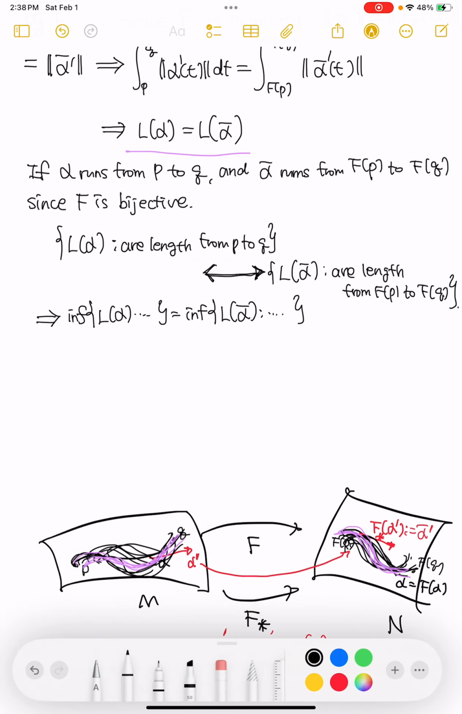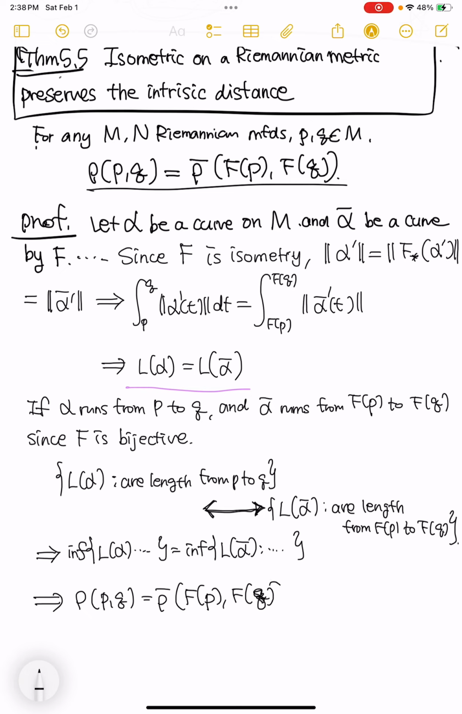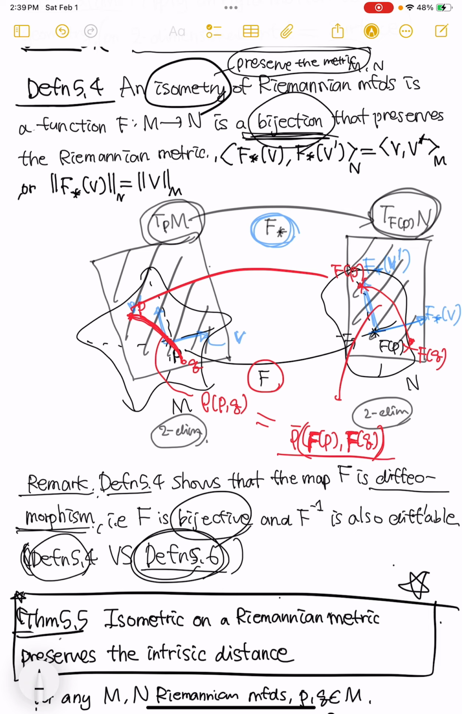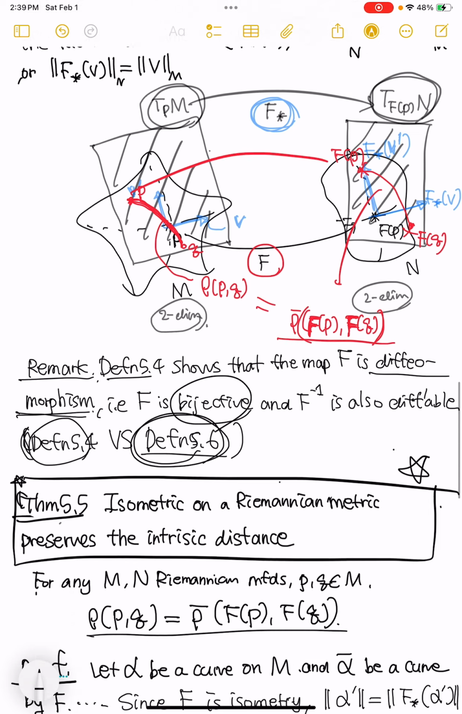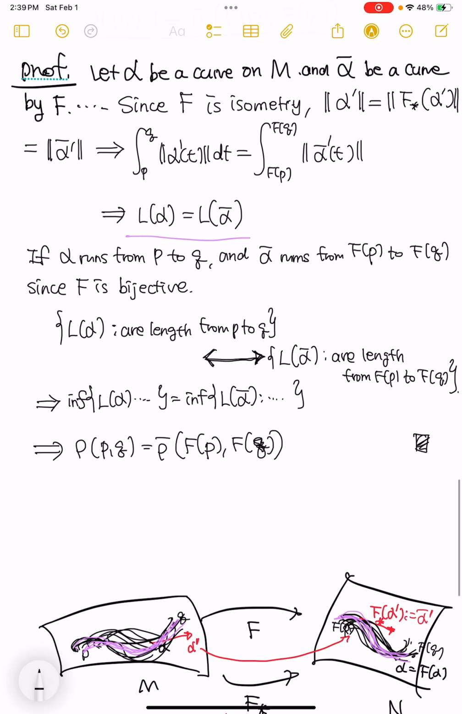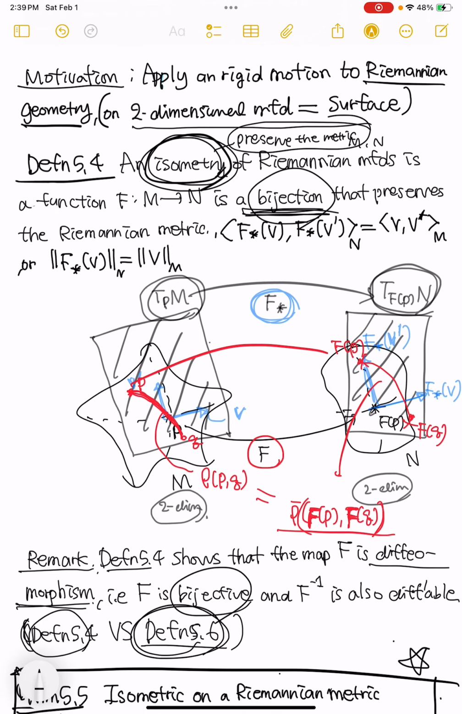What is the desired result? So the intrinsic distance, not only a length from P to Q, the intrinsic distance, is also preserved by local isometry, just isometry. Okay.